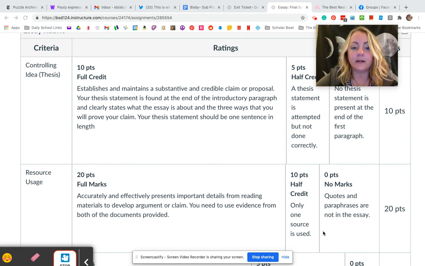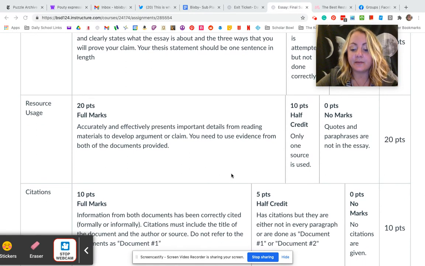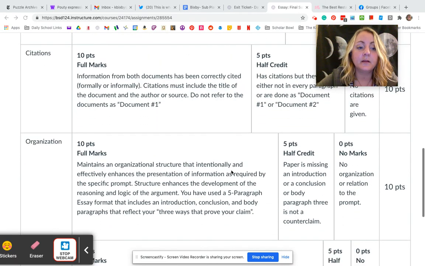Those are your 3 personality traits. Your thesis statement should be 1 sentence in length. So if you submitted a 3-sentence thesis statement, chances are I've already given you feedback on this and told you to put that into 1 sentence. Resource usage. You have a direct quote in all 3 of the body paragraphs, and you have used both documents. Citations.